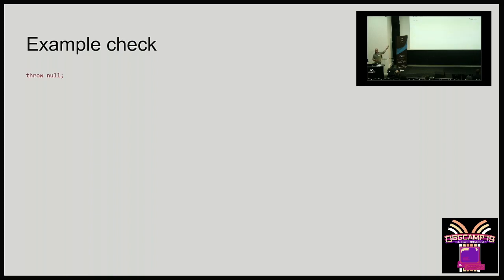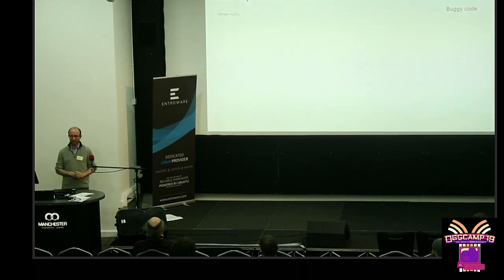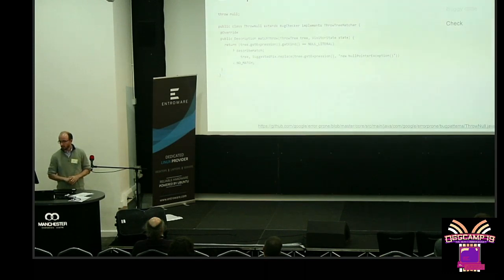So just to take you through a really simple example of this. Throw null. Who knows what that does? Yes, well, it throws something. It throws a null pointer exception, but not for any other reason than you told it to throw something that was null. So yeah, that's probably not what you intended to do there. So you can write a very simple check like this. They get wildly complicated pretty quickly, but this is one that would fit on a slide.